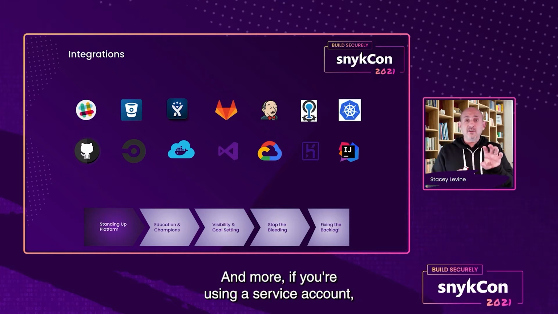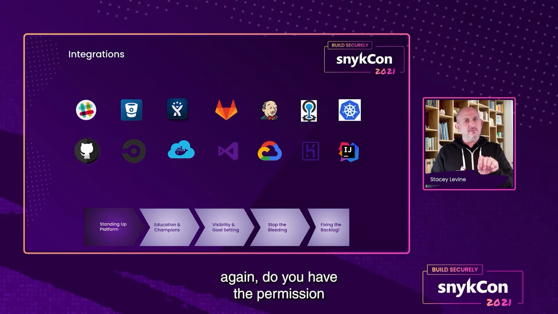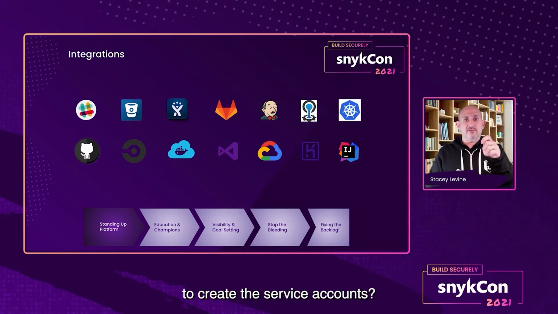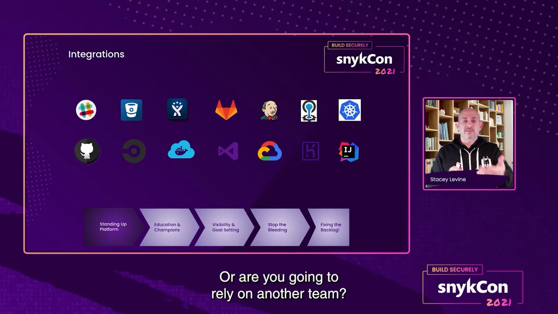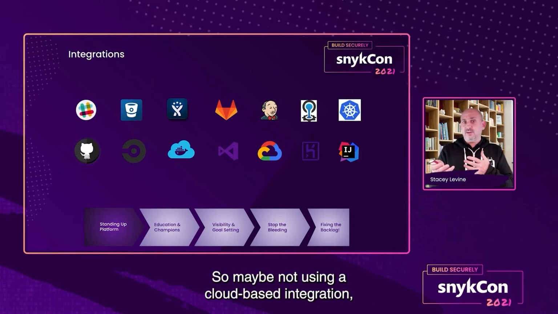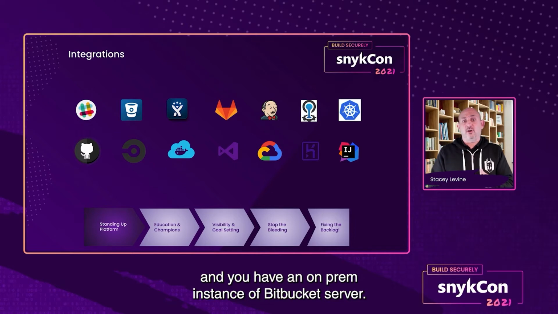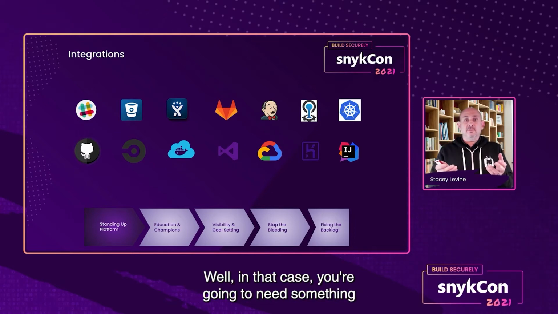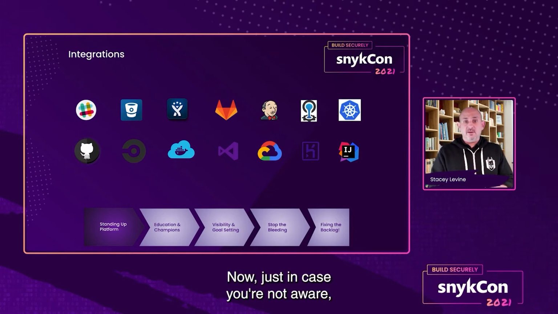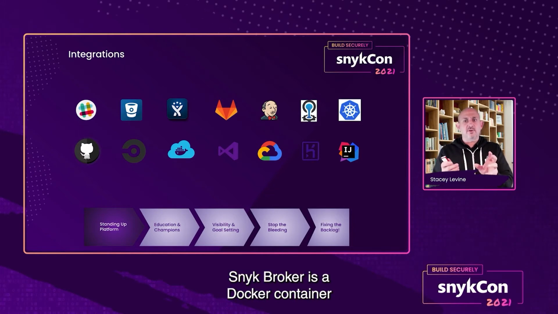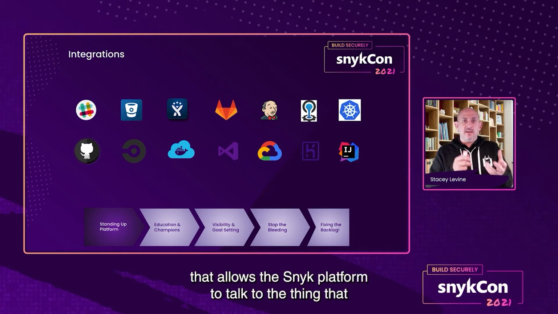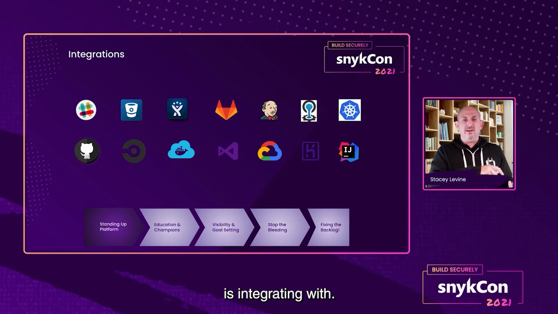And more, if you're using a service account, again, do you have the permission to create the service accounts, or are you going to rely on another team? So maybe you're not using a cloud-based integration and you have an on-prem instance of Bitbucket server. Well, in that case, you're going to need something called Snyk Broker. Now, just in case you're not aware, Snyk Broker is a Docker container that allows the Snyk platform to talk to the thing that it's integrating with.